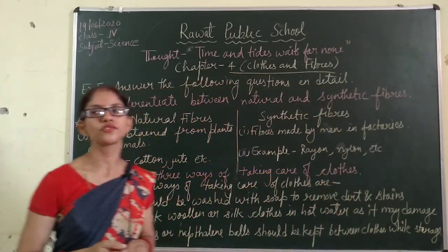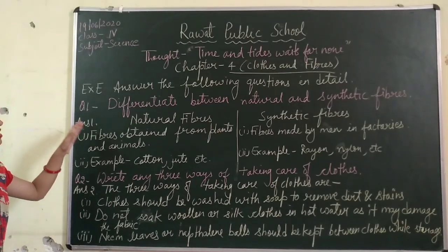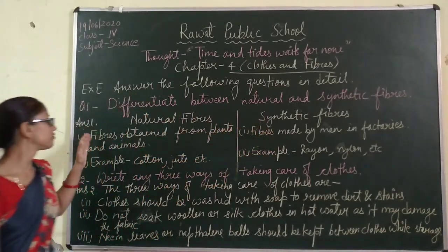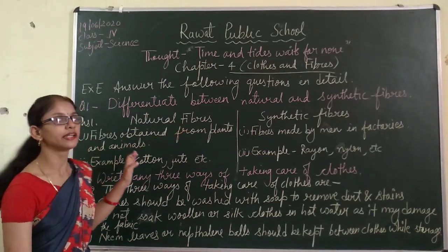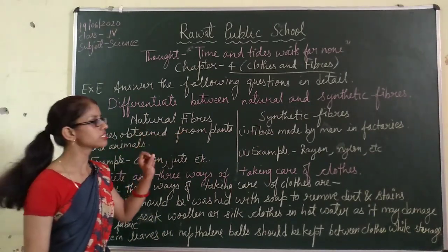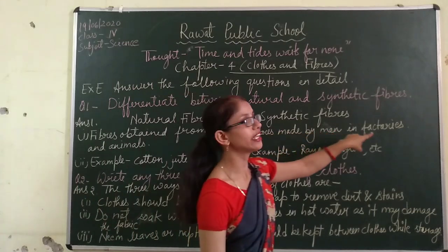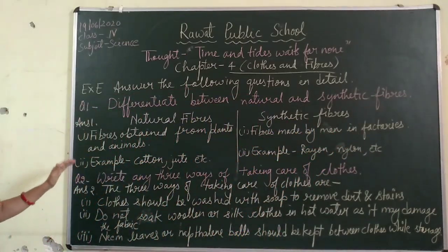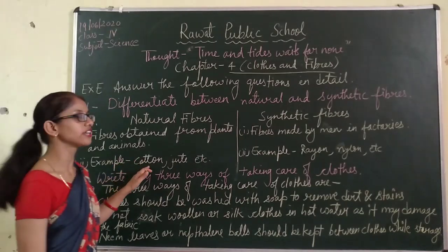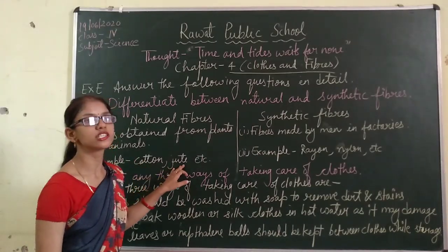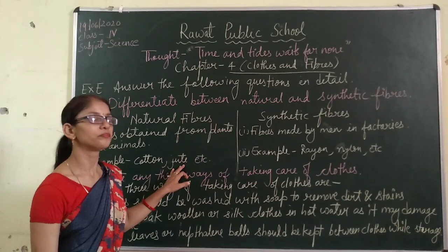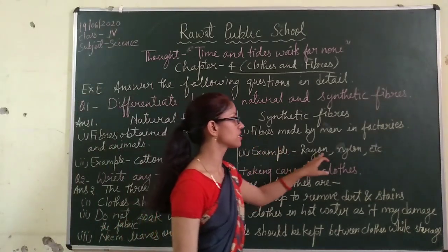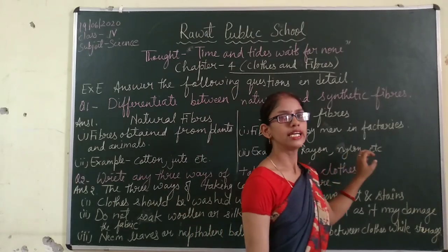So let's see the answer to this question. First we describe the natural fibers and the synthetic fibers. Fibers obtained from plants and animals are known as natural fibers, whereas fibers made by man in factories are known as synthetic fibers. Examples of natural fibers are cotton, which we get from the plant, and the second is jute, which we also get from the plant. The second are the examples of synthetic fibers: nylon, rayon, etc.